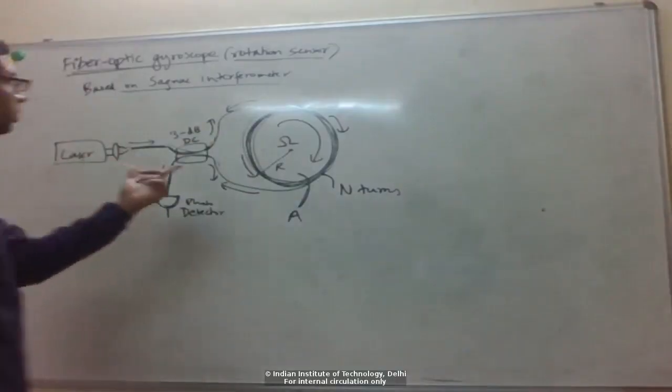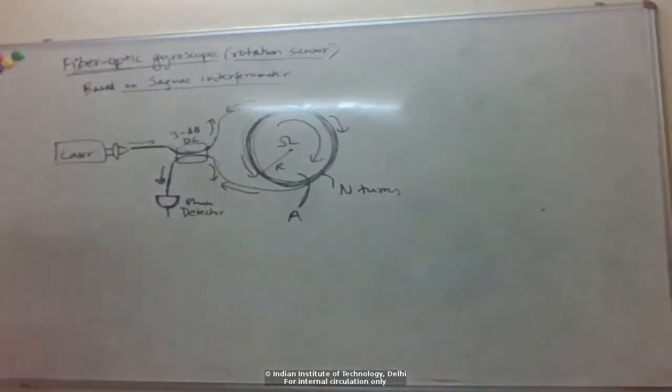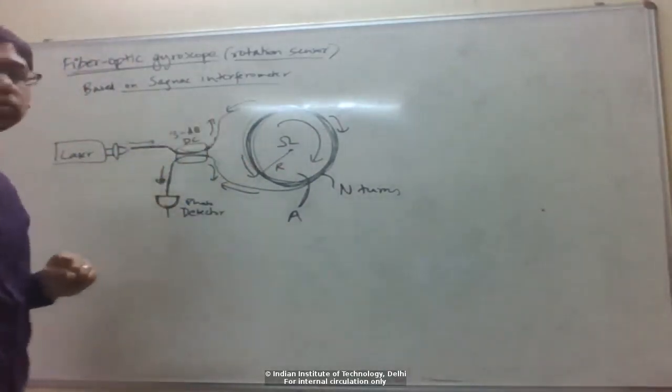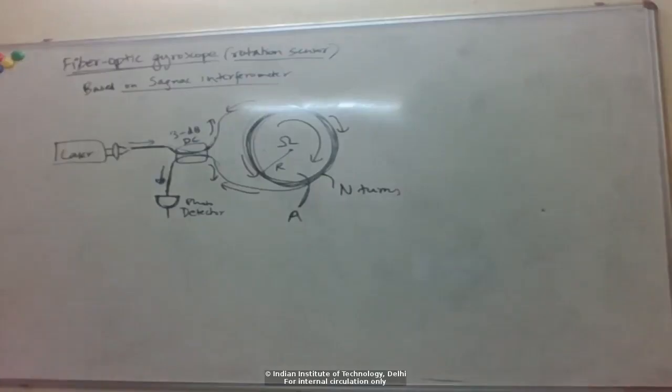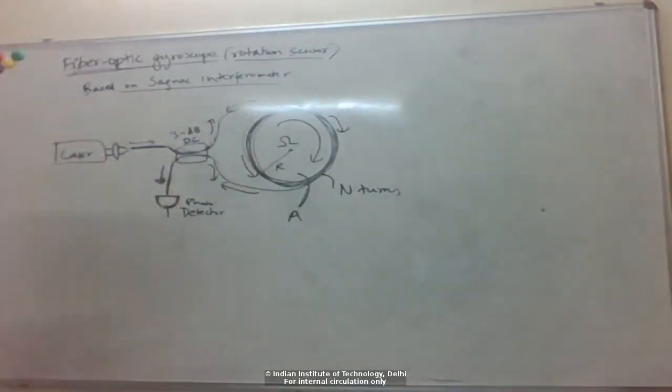That leads to a phase shift between the clockwise and the anti-clockwise. And because of that phase shift, now you'll get some light at the detector. That is known as the Sagnac effect, the phase shift acquired due to rotation.